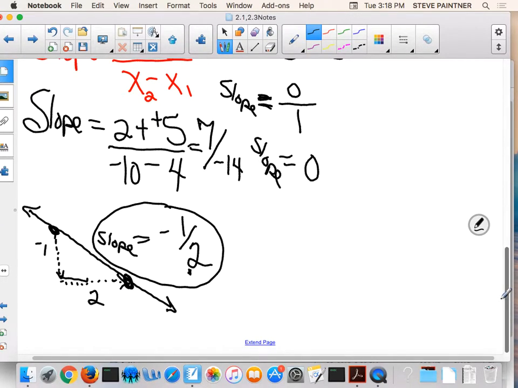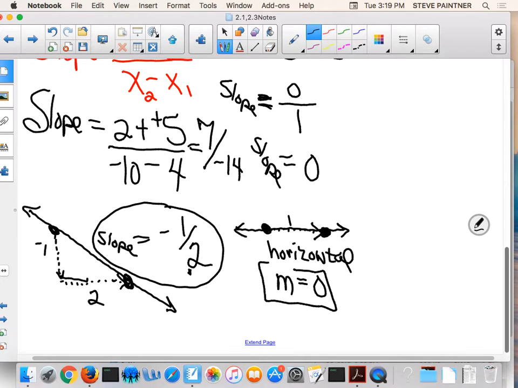And what does a slope of 0 look like? A slope of 0 means you start here and you rise nowhere. And then you run 1. So if you rise 0 and you run 1, you now have a horizontal line. So horizontal lines have a slope of 0. Slope is, I'm going to use m because m is what we use for slope. Slope is 0 for horizontal lines. Okay.